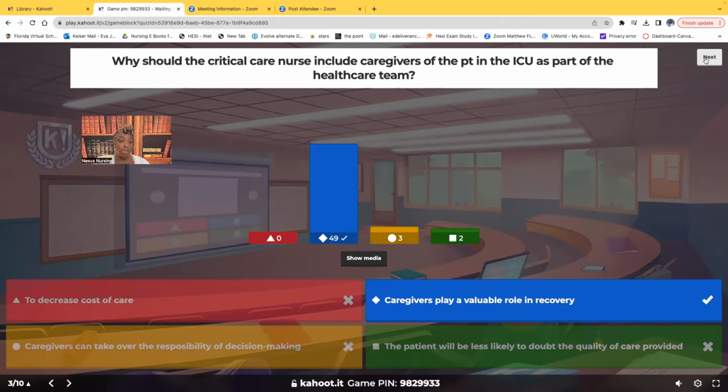The first choice, to decrease cost of care. I'm so happy nobody chose that. I'm so proud of you guys. Whenever you guys are testing and you're trying to figure out what the correct answer is, it's never the answer that has to do about money, that has to do about cost, okay?